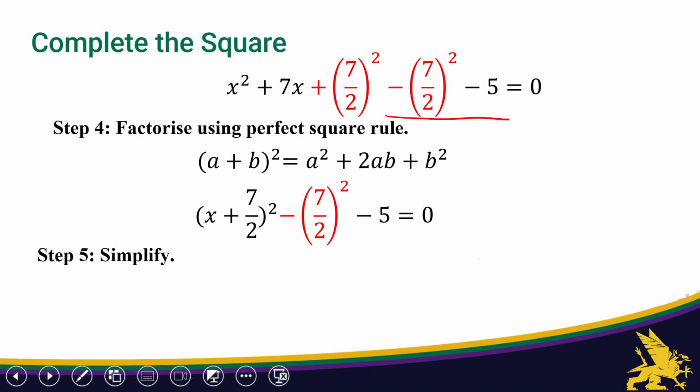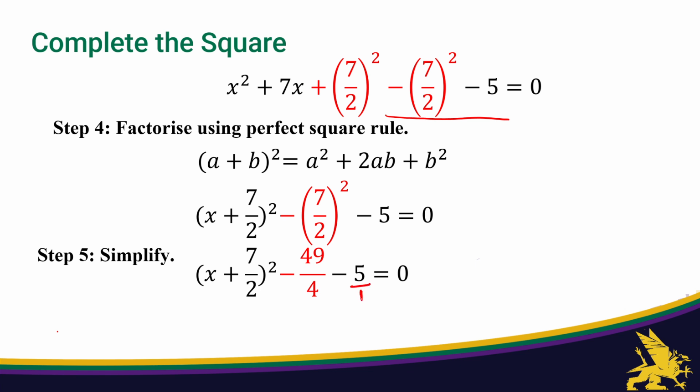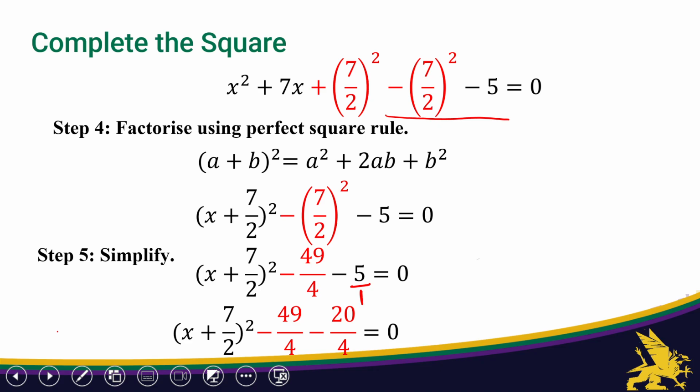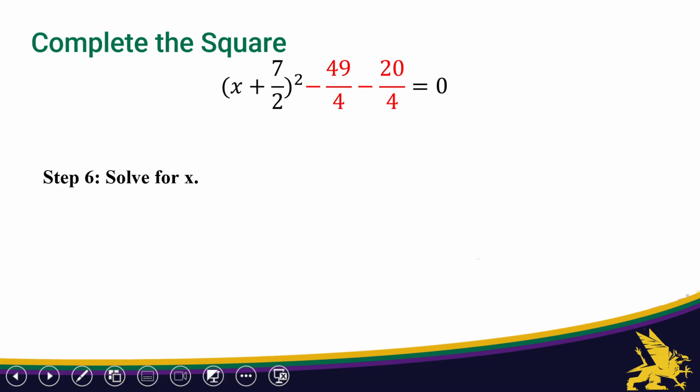Again, we're just going to simplify, so that means 7 squared is 49, 2 squared is 4, take away 5 equals 0. We are going to make the 5 to be 5 over 1, because we need our denominators to be the same to simplify. 5 over 1, to get 1 to 4, we times it by 4. So we times the 5 by 4 and make it 20 over 4. This allows us to then subtract our fractions. So negative 49 take away 20 will be negative 69 over 4.